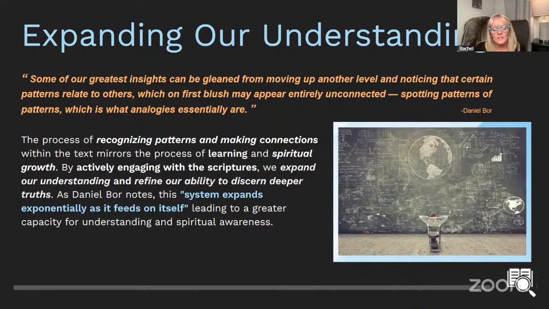Just one thing, I'll just say that this system expands exponentially and feeds on itself. Rodolfo mentioned that feedback loop that he had before, and I would say this just keeps building and building and expanding.